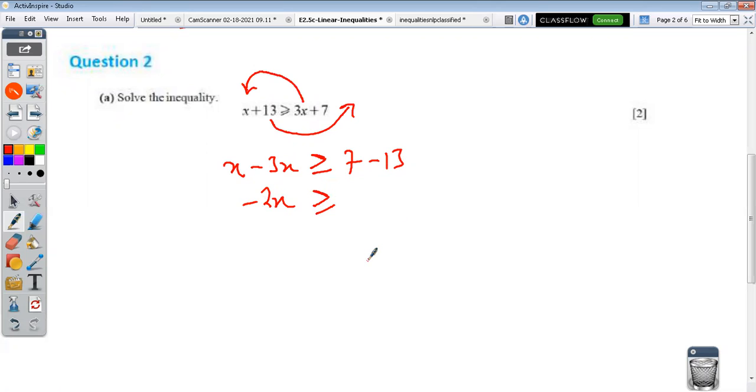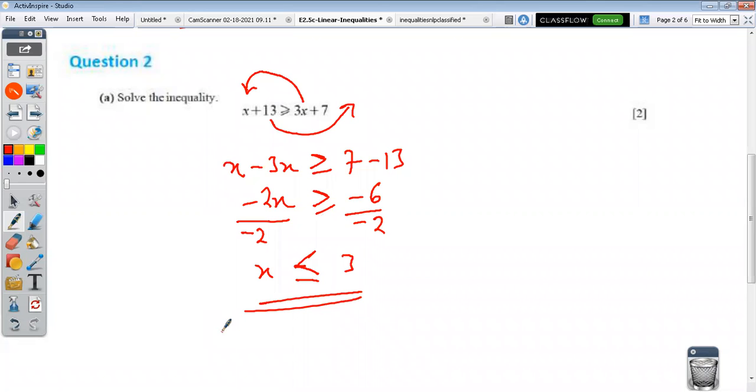Greater than or equal to. You use your calculator if you're not good with direct numbers. 7 minus 13, you get negative what? Negative 6. Then what do we divide by on both sides? Negative 2. What happens to this sign, because we're dividing by a negative? It changes direction. A greater than or equal to is now a less than or equal to. This direction changes because we're dividing by a negative. Negative divided by a negative is a positive. You can check from a calculator what I'm saying.